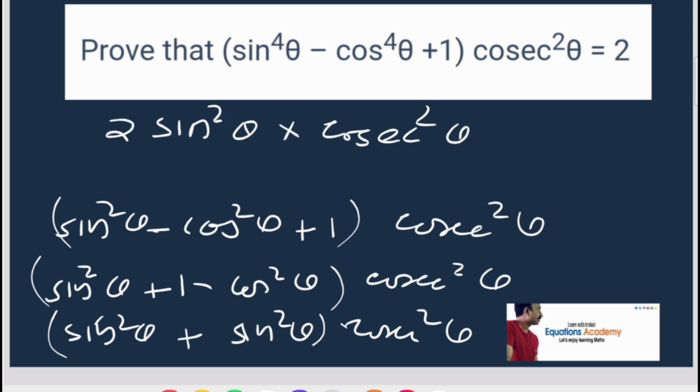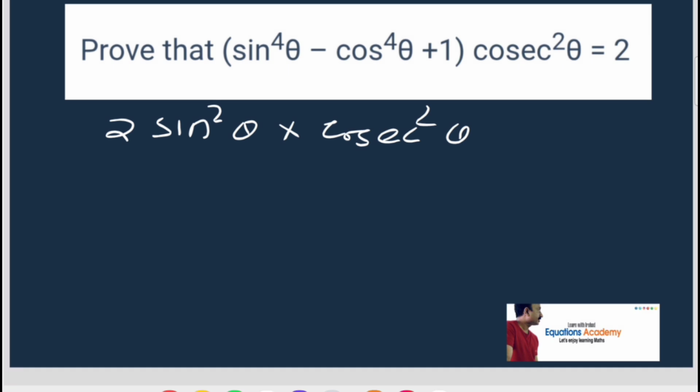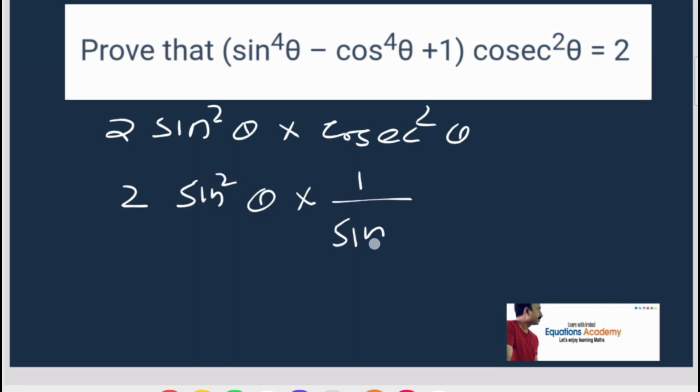We know that sin is the reciprocal of cosec, so sin into cosec is 1. This is equal to 2 into sin²θ into cosec²θ. We can write cosec²θ in terms of sin²θ, that is 1 by sin²θ. The sin²θ cancels, and we get 2, which is equal to RHS.